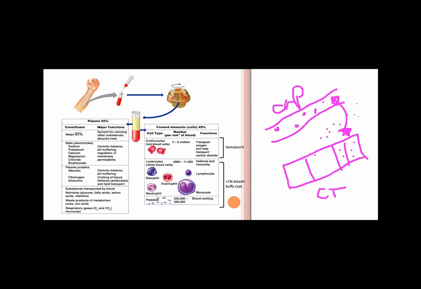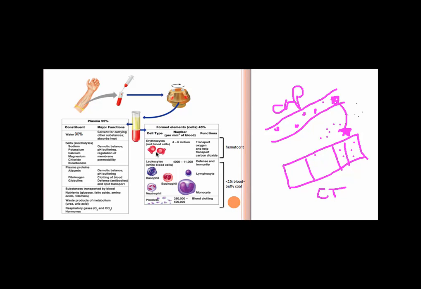Another thing I want to talk about is this formed element. 45% of our blood is composed of formed elements, and these are cells. The percent of red blood cells we have in our blood is called hematocrit, and that's this value over here. So hematocrit is percent of red blood cells. Another term we give to red blood cells is erythrocytes, so you're going to see these interchangeably.